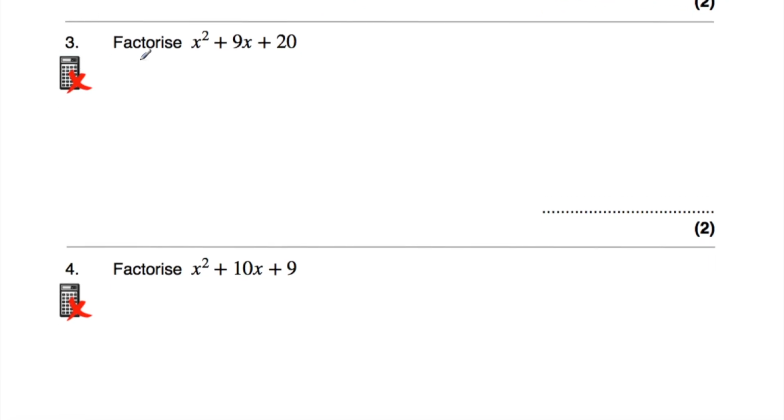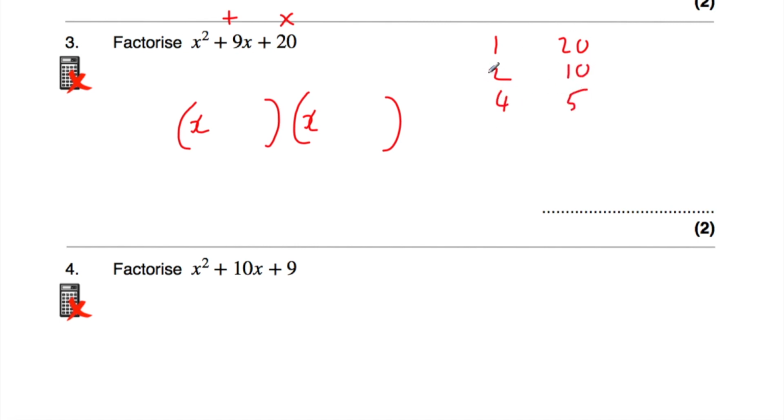So question number 3, we've been asked to factorise x squared plus 9x plus 20. So again, it's a quadratic, so let's put our brackets down, and let's put our x's at the front of both brackets, so x times x is x squared. Now we want to find two numbers that will times together to give us 20 and add together to give us 9. So let's think of positive numbers that will times together to give us 20 and see which ones will add together to be 9. So we could have 1 and 20, we could have 2 and 10, we could have 4 and 5, and they're the options I can think of.